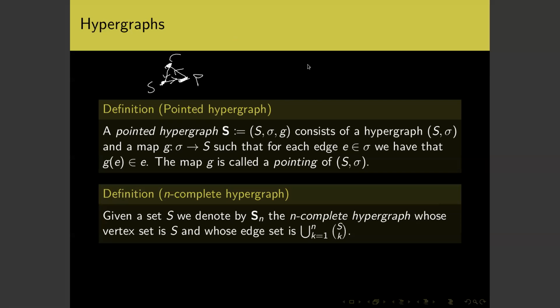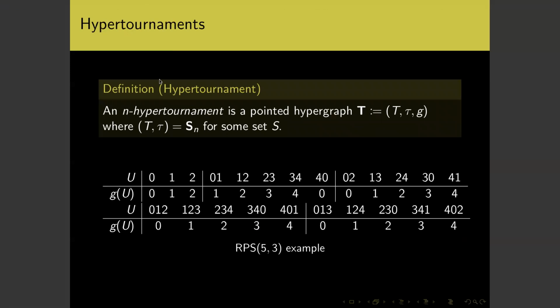Okay, and I'll be particularly interested in the N-complete hypergraph as the underlying hypergraph for my pointed hypergraphs. This is the hypergraph I'm going to call S_N, whose vertex set is a set S, say a finite set, and whose edge set is the union of the sets S choose K for K from 1 through N. You can also think of this as the K-1 skeleton of the simplex whose vertices are S. A hypertournament, then, in analogy with the directed graph definition of a tournament, is that an N-hypertournament is a pointed hypergraph, so a hypergraph with this pointing on the edges, where that underlying hypergraph is this N-complete hypergraph for some set S.